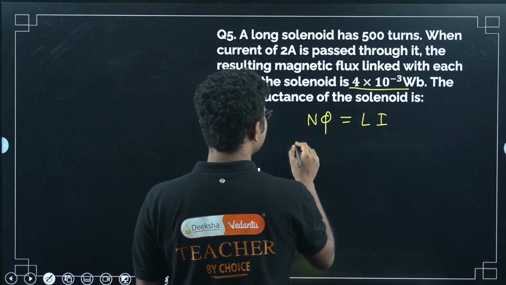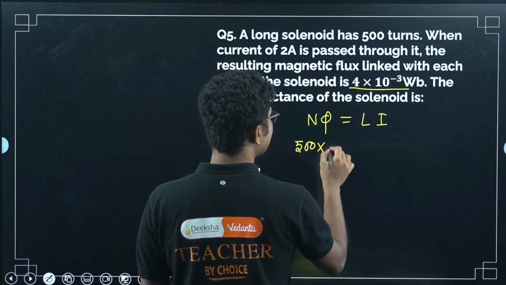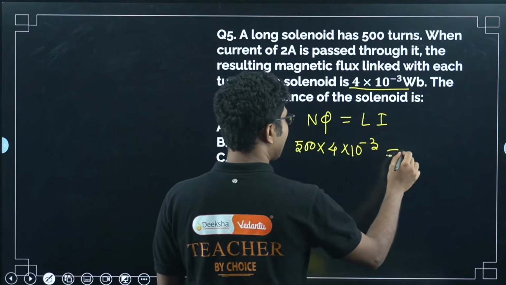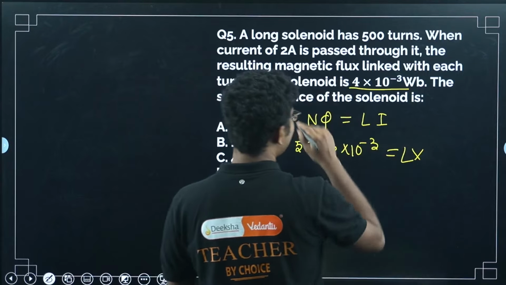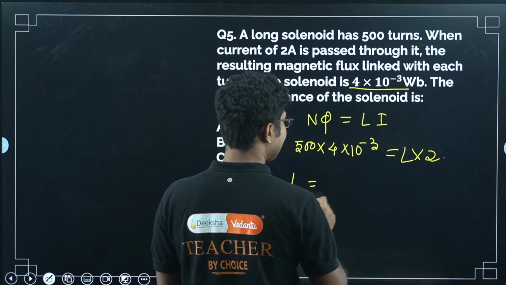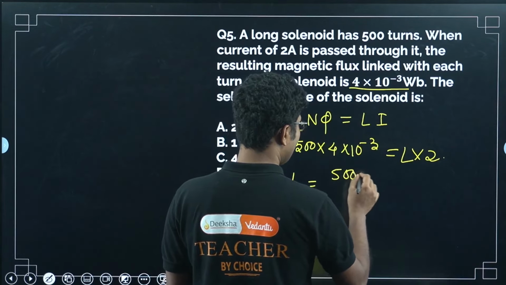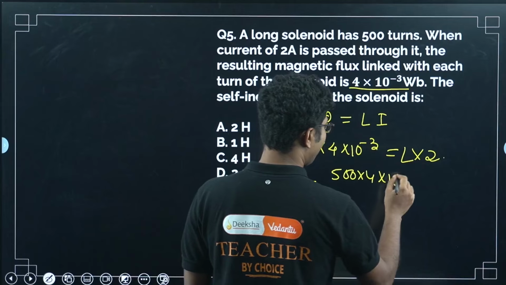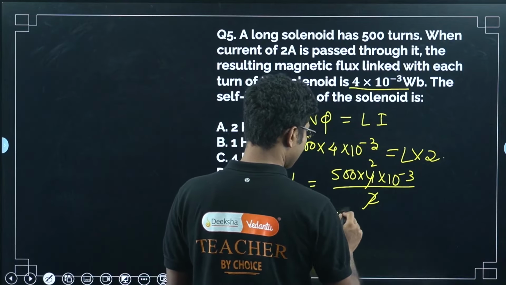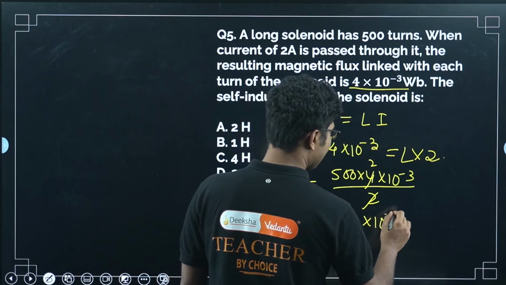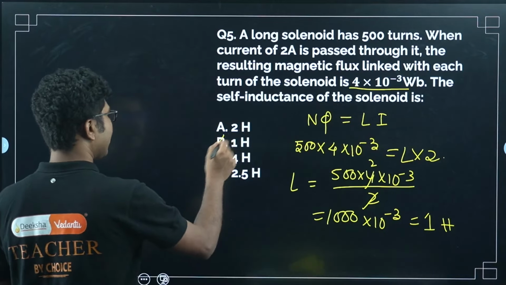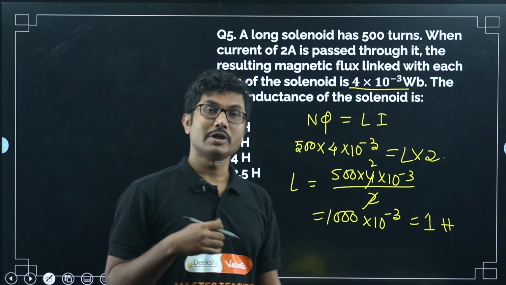Now 500 turns is given, and the flux linked with each turn is 4 times 10 to the power of minus 3 Weber. L we are trying to find, and current is given as 2 amperes. So L is basically 500 times 4 times 10 to the power of minus 3 divided by 2, so it will be 1000 times 10 to the power of minus 3, so that is 1 Henry. So 1 Henry is the correct answer. Correct answer is option B.